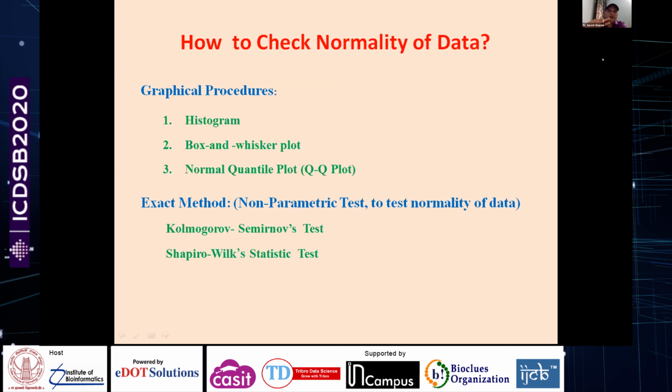And sometimes you are in a fix whether to take this graph as symmetrical or not. Then there are two important tests to check the normality of the data. One of them is called the KS test, which is the Kolmogorov-Smirnov test, and another one is called the Shapiro test.